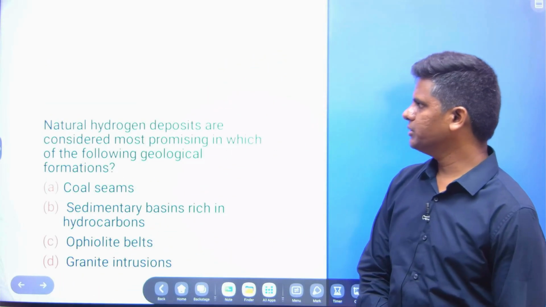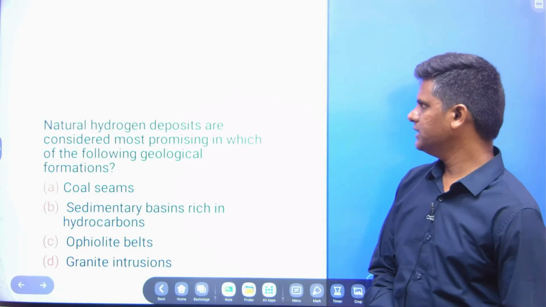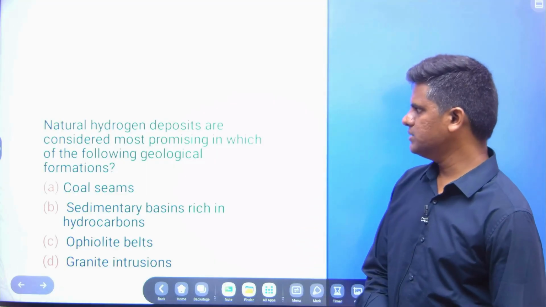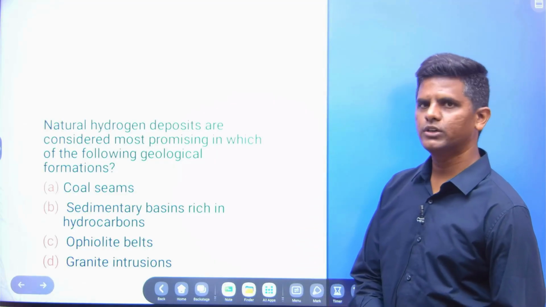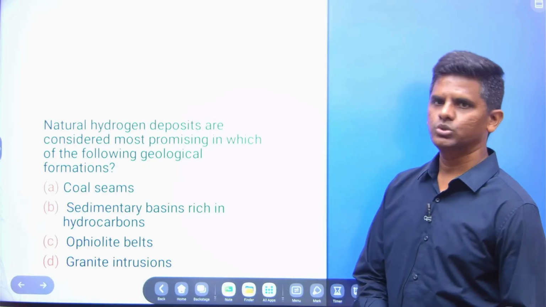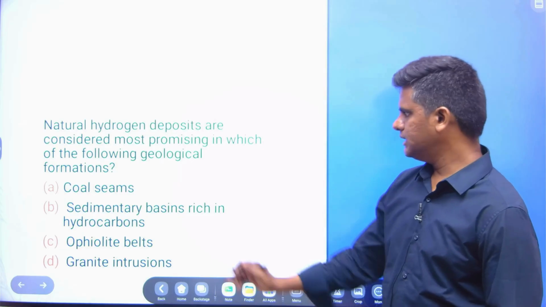Natural hydrogen deposits are considered most promising in which of the following geological formations? The options are coal seams, sedimentary basins rich in hydrocarbons, ophiolite belts and granite intrusions. The answer is C.